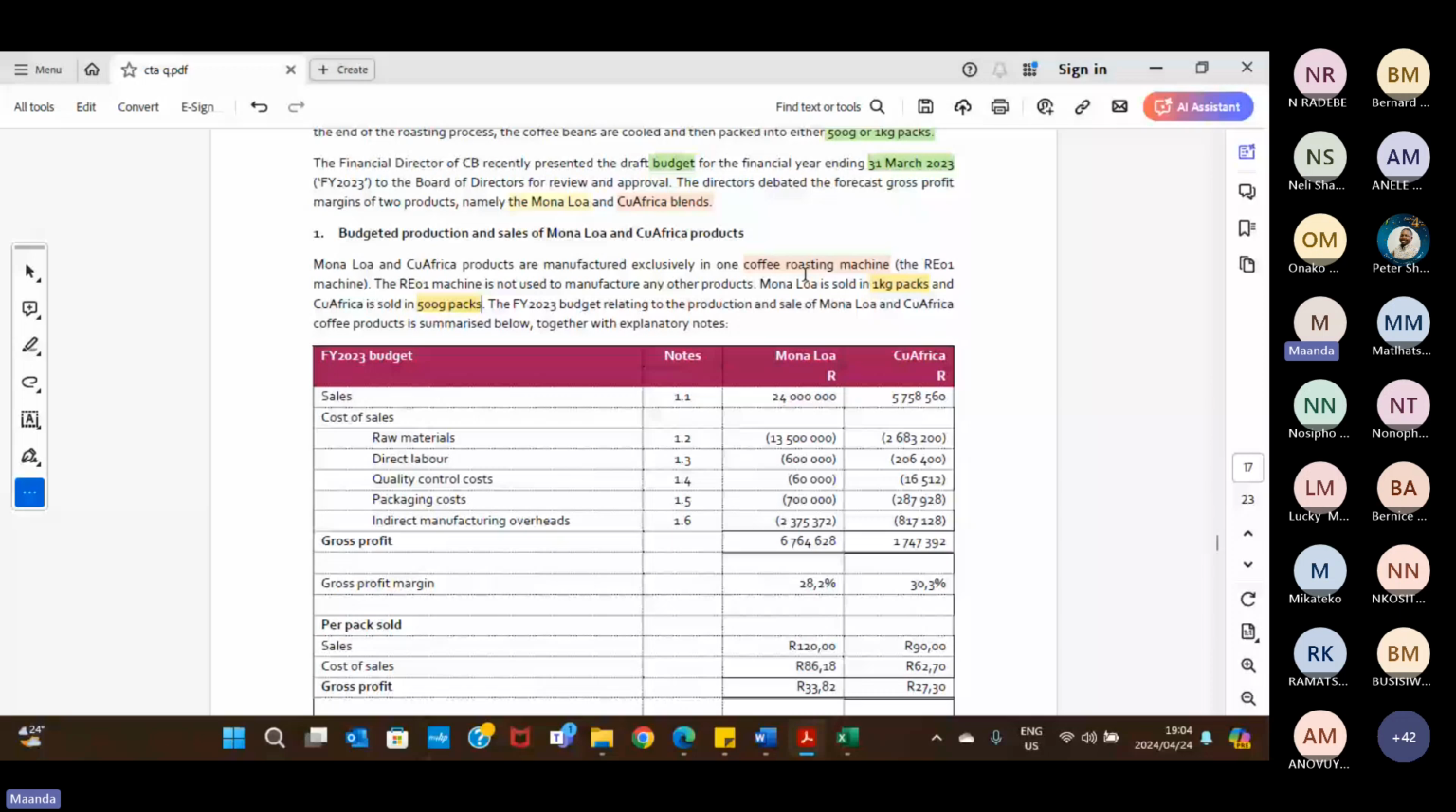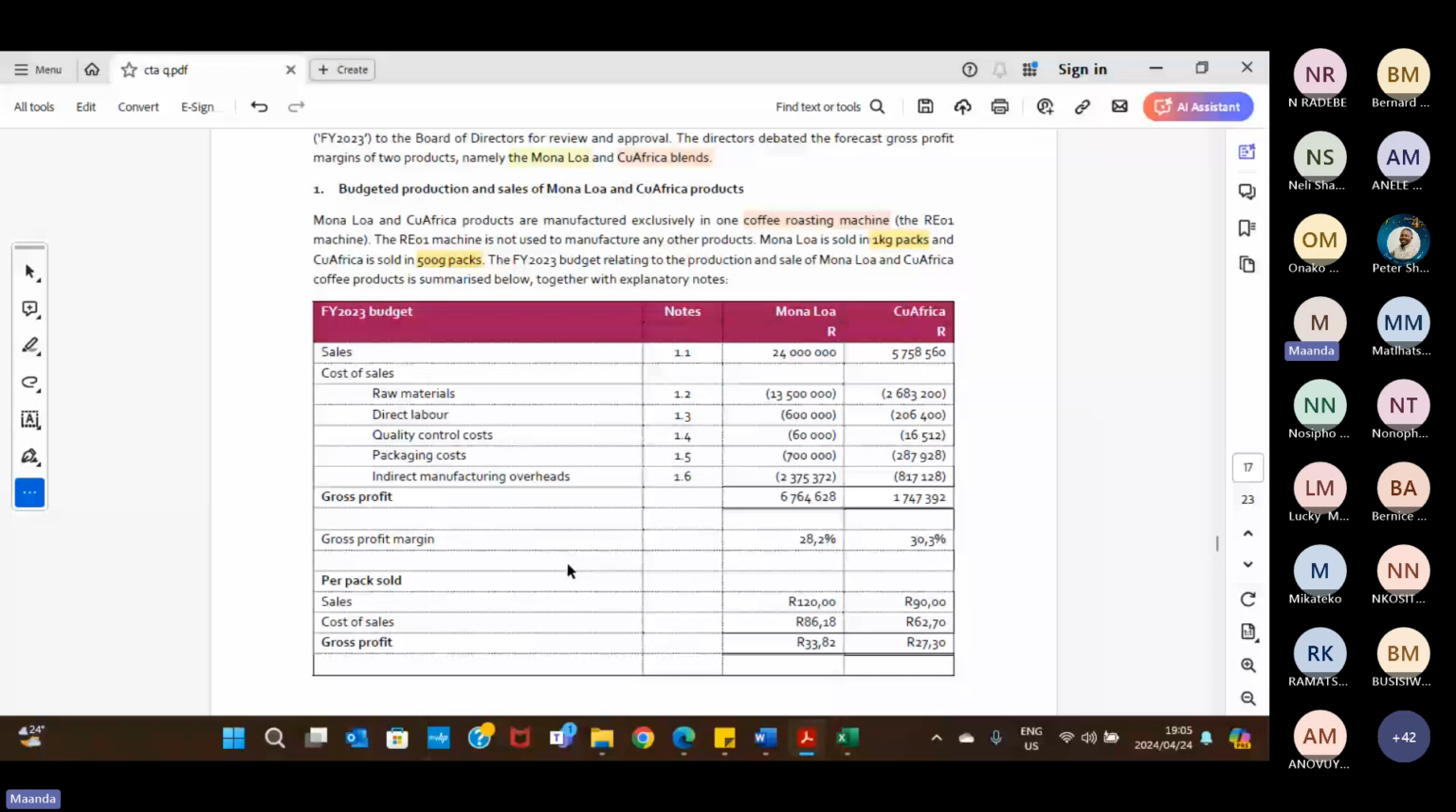Then I'm told that the budget for the production and the sale is down here with the notes. All right. So I have my budget. I have my sales. So good. They've separated my budget, I can see, between M and C. I have my sales. That's good. So this is my total sale.